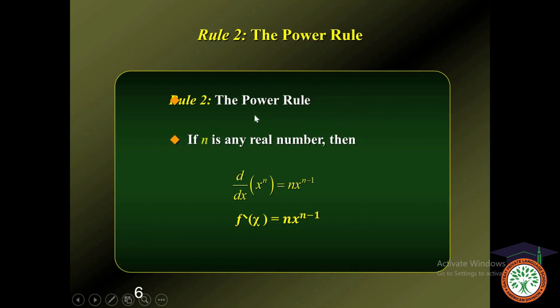Second rule, the power rule. If n is any real number, then the derivative of x to the power n with respect to x is n x to the power n minus 1. How are we going to find the derivative? The exponent n drops to be a coefficient and then decrease the exponent by 1, n minus 1. I can rewrite as f dash x equals n x to the power n minus 1.